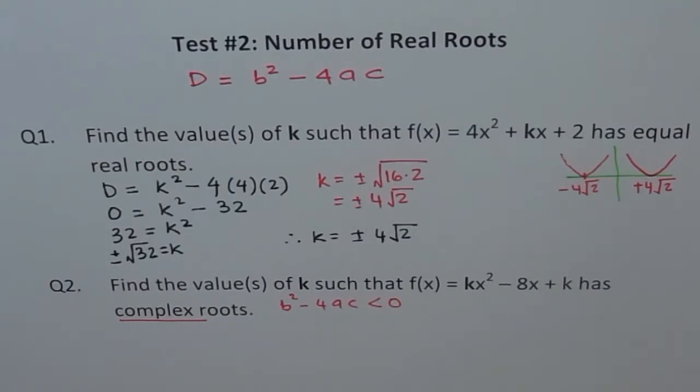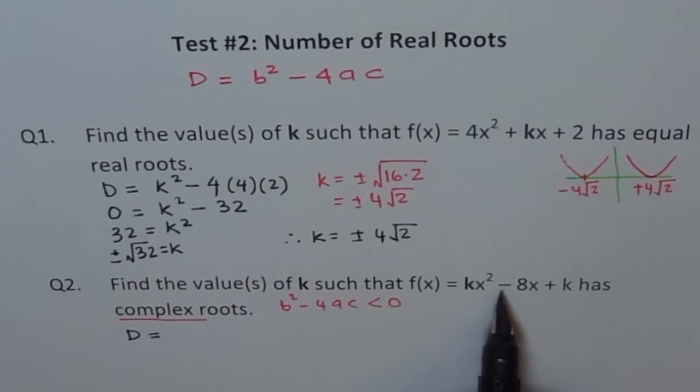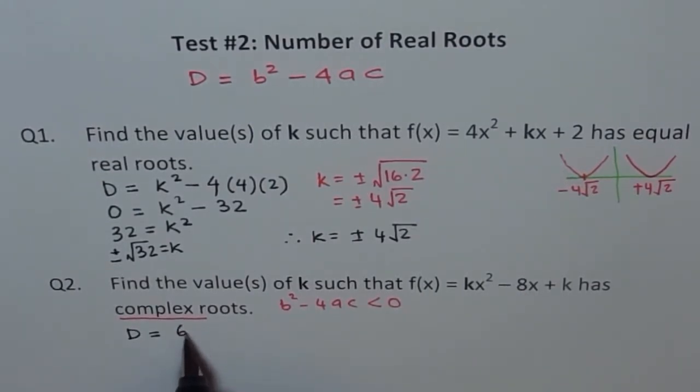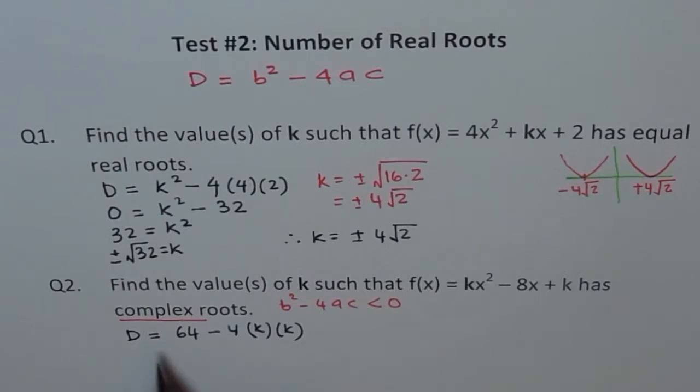So we'll again go ahead with our calculation as we did last time, and we'll find the discriminant d equals b square minus 4ac. So b is minus 8. So minus 8 square is 64. Minus 4 times a is k and c is k. Correct. Now we want this d to be less than 0, correct? Or this number to be negative. Does it make sense?